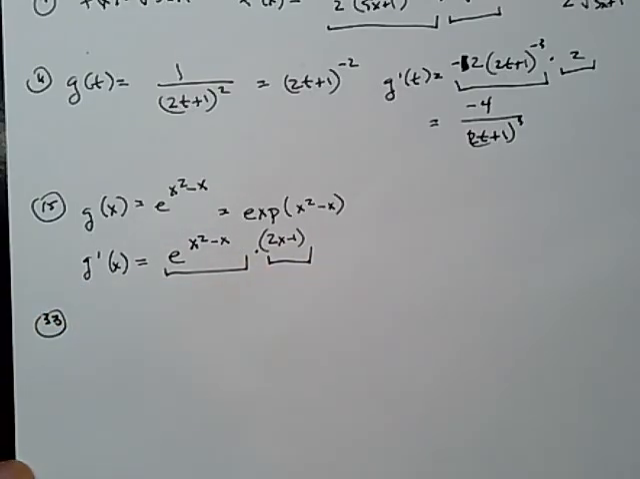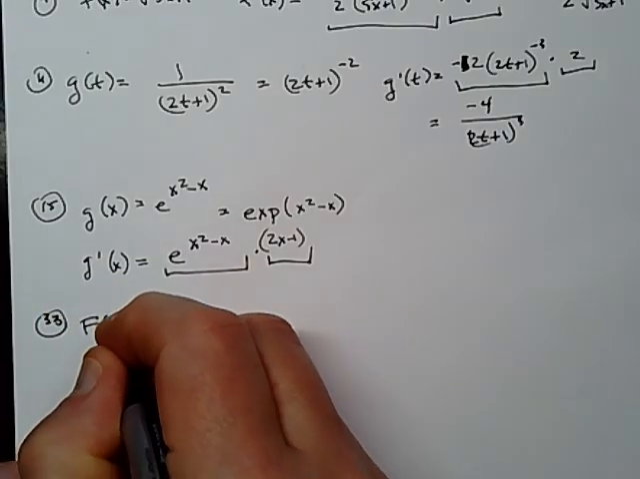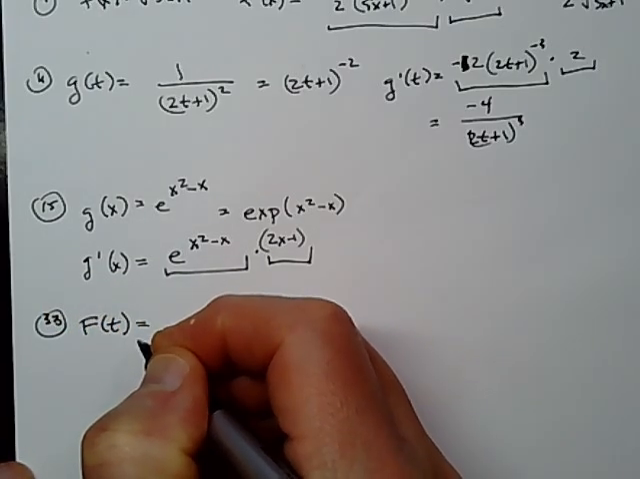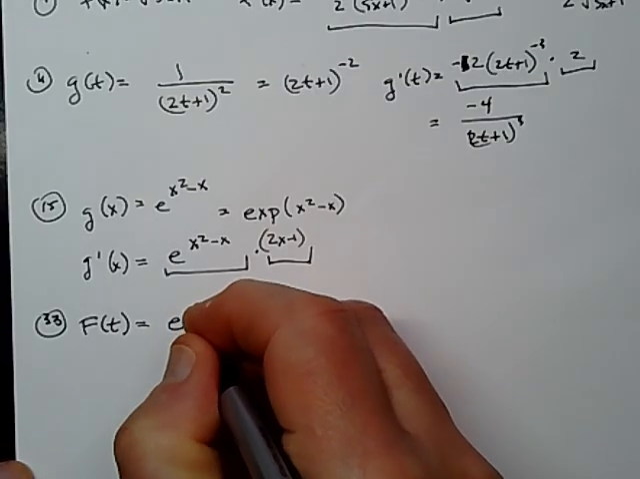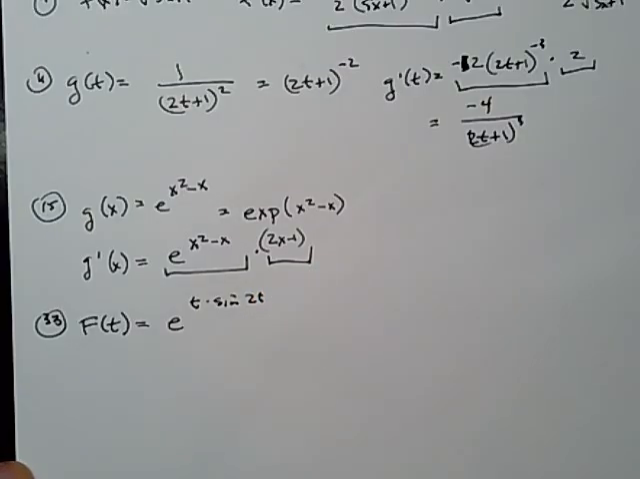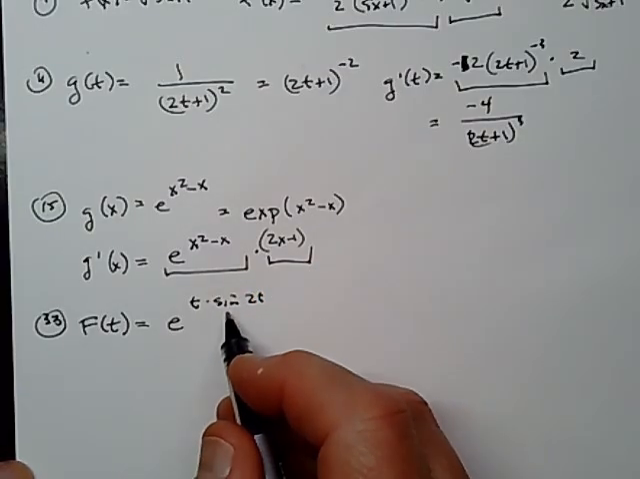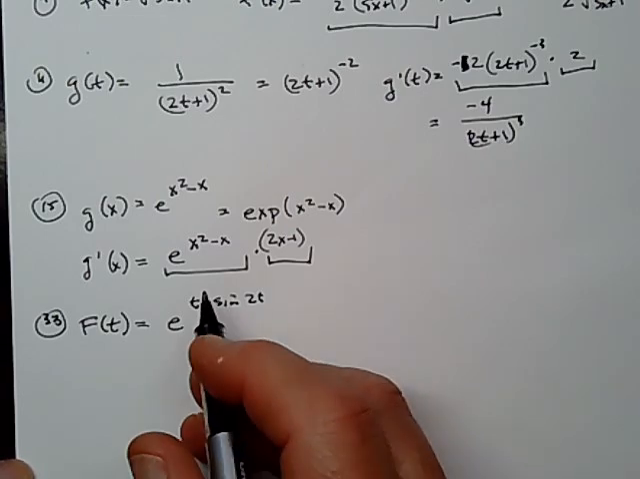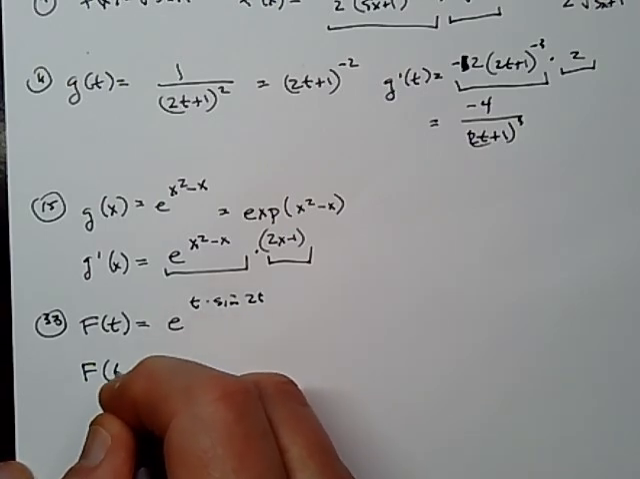33, it is a capital F of t is e to the t times sine of 2t. Okay, so there is a function applied to a function. So off I go, see how we do f prime of t.